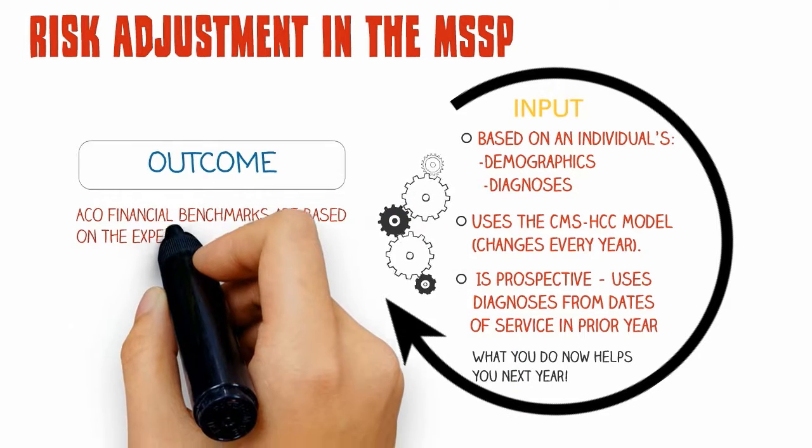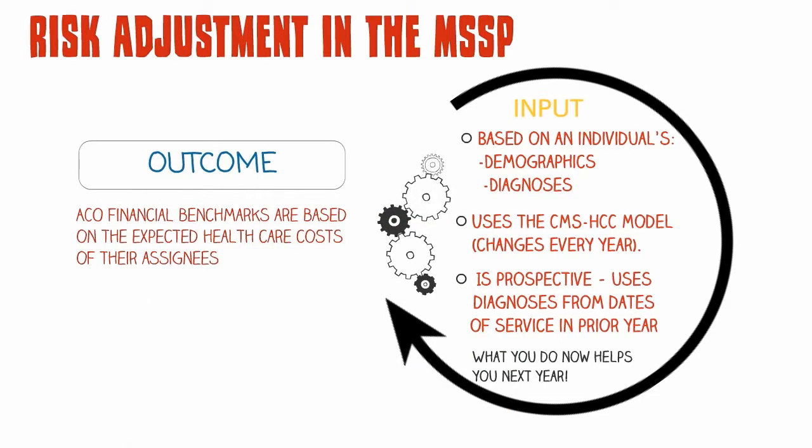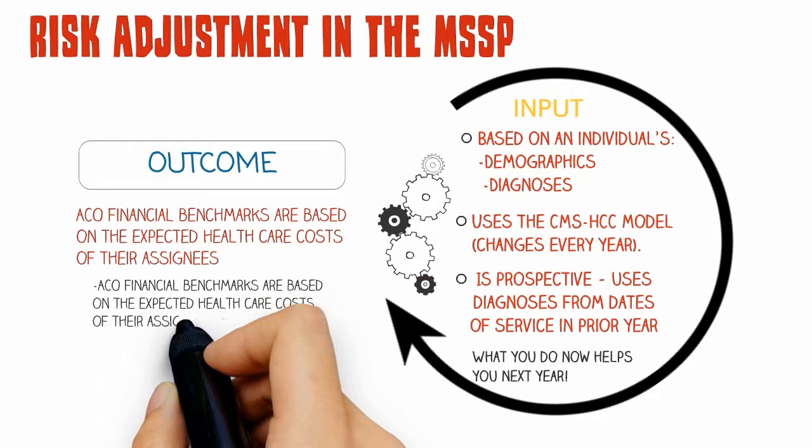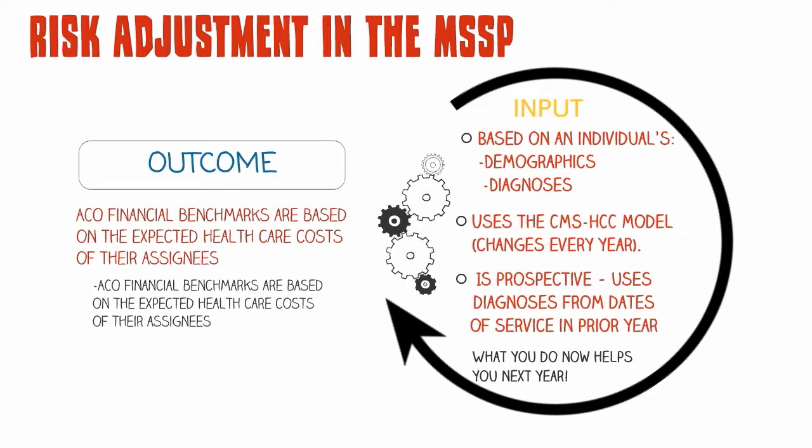So why is this important? Well, the ACO financial benchmarks are based on the expected healthcare costs of their assignees. And if you remember, risk scores are directly correlated to healthcare costs.